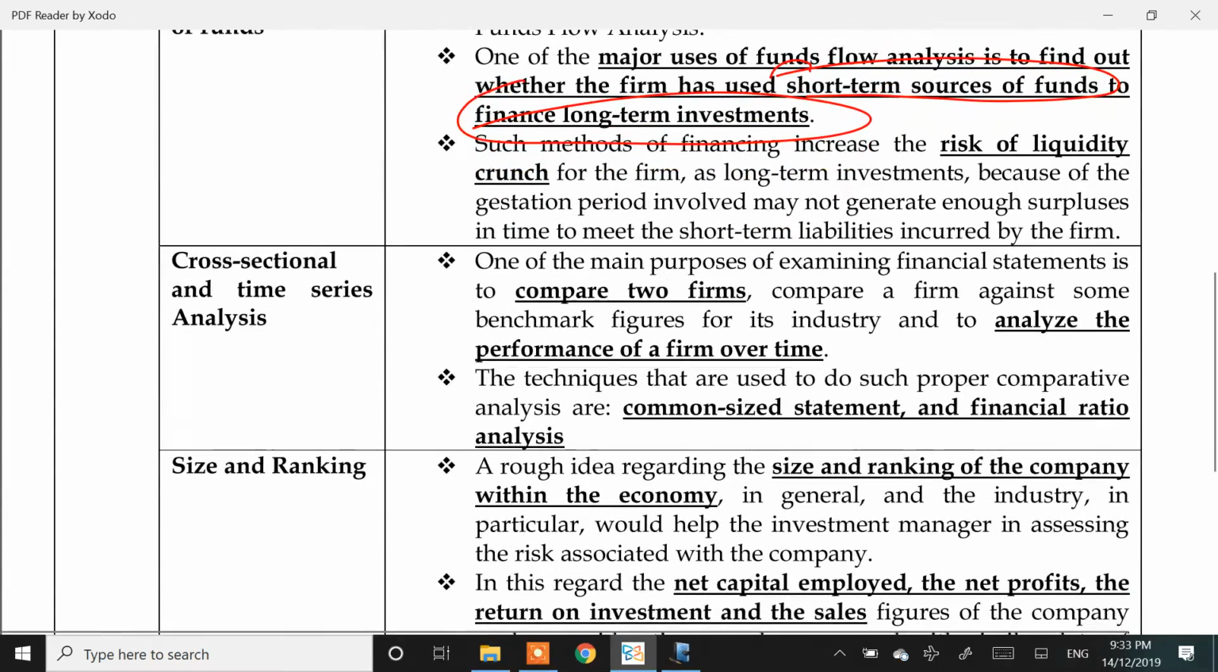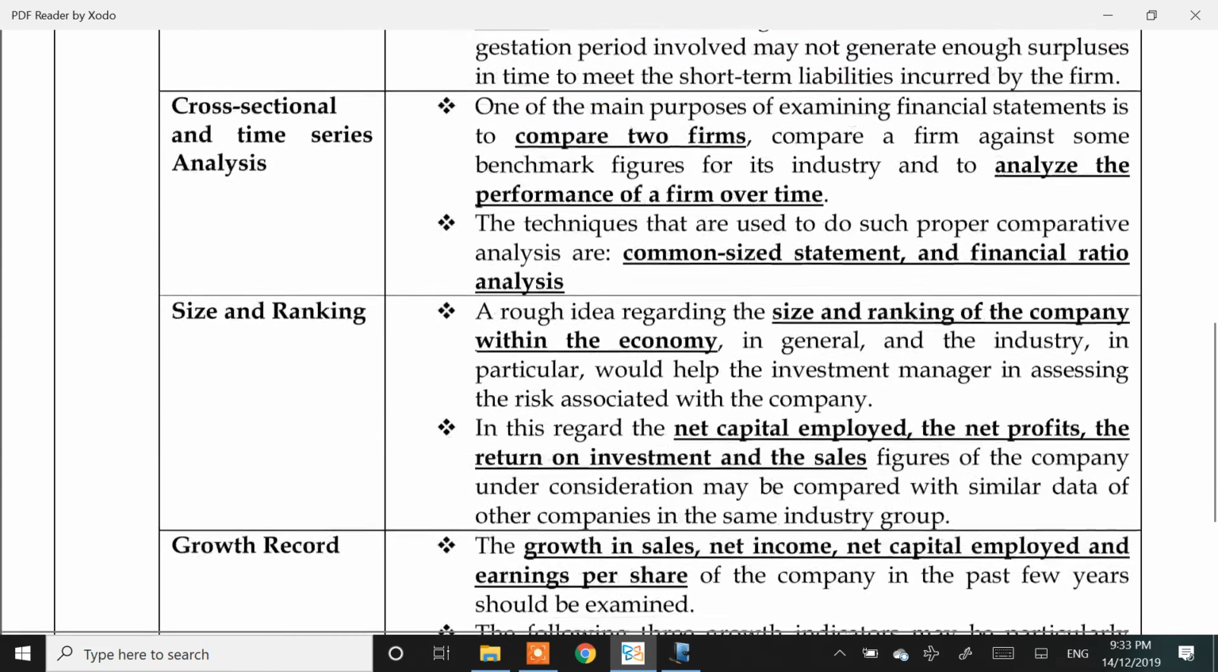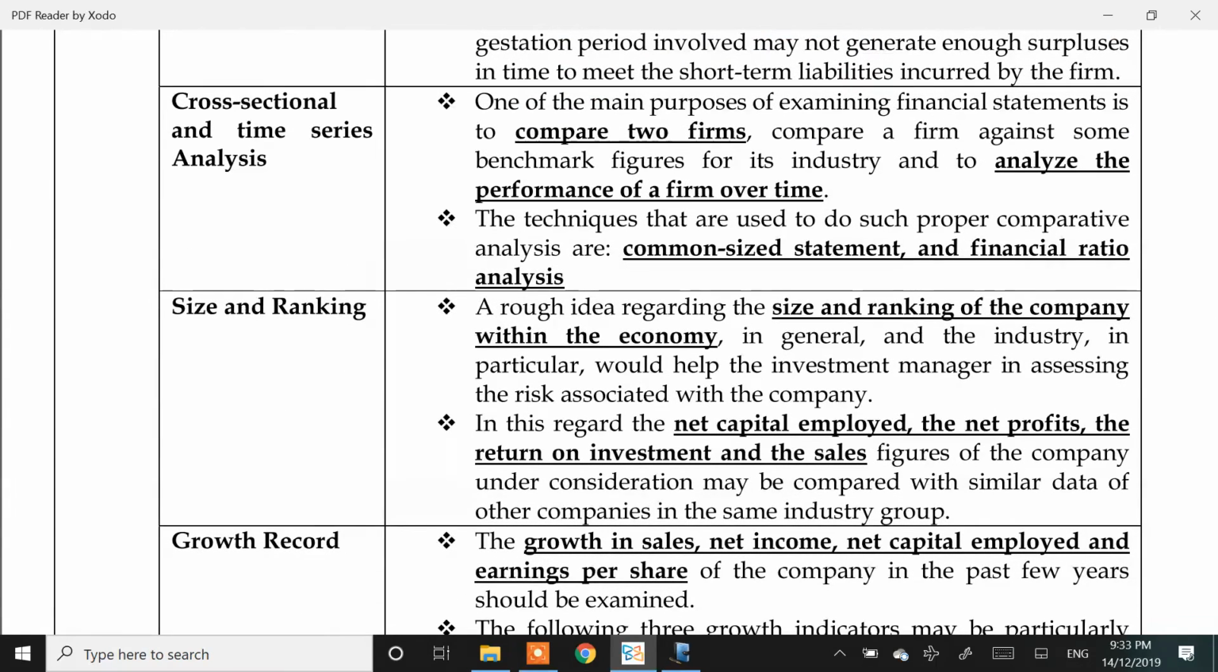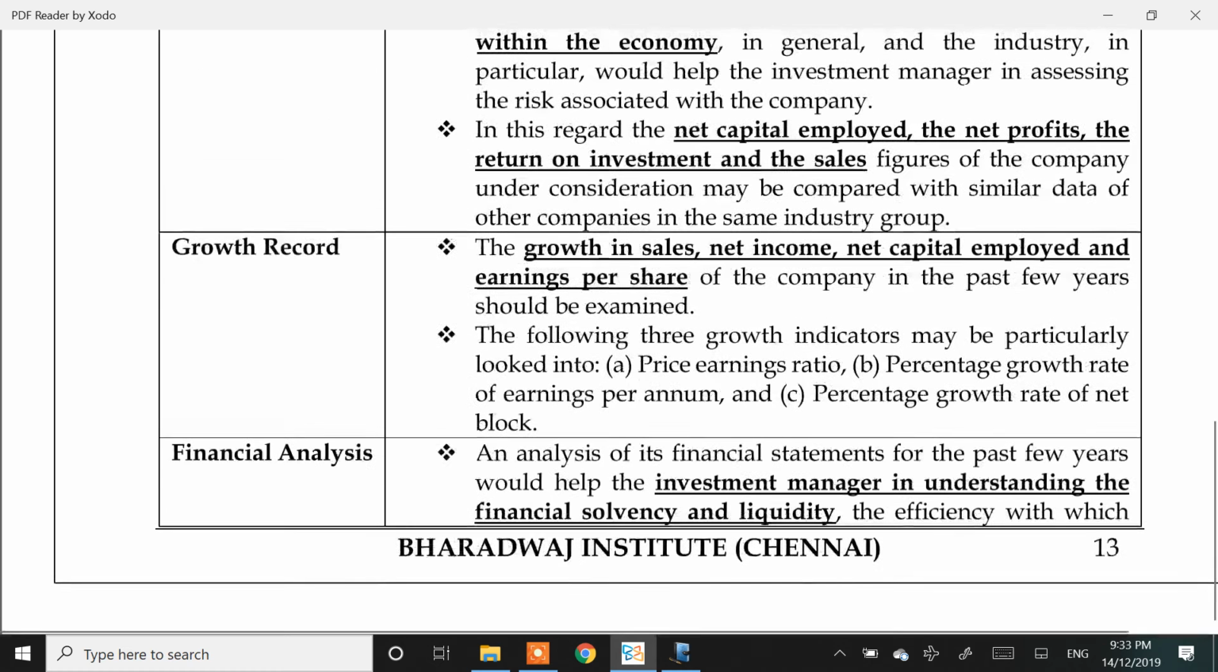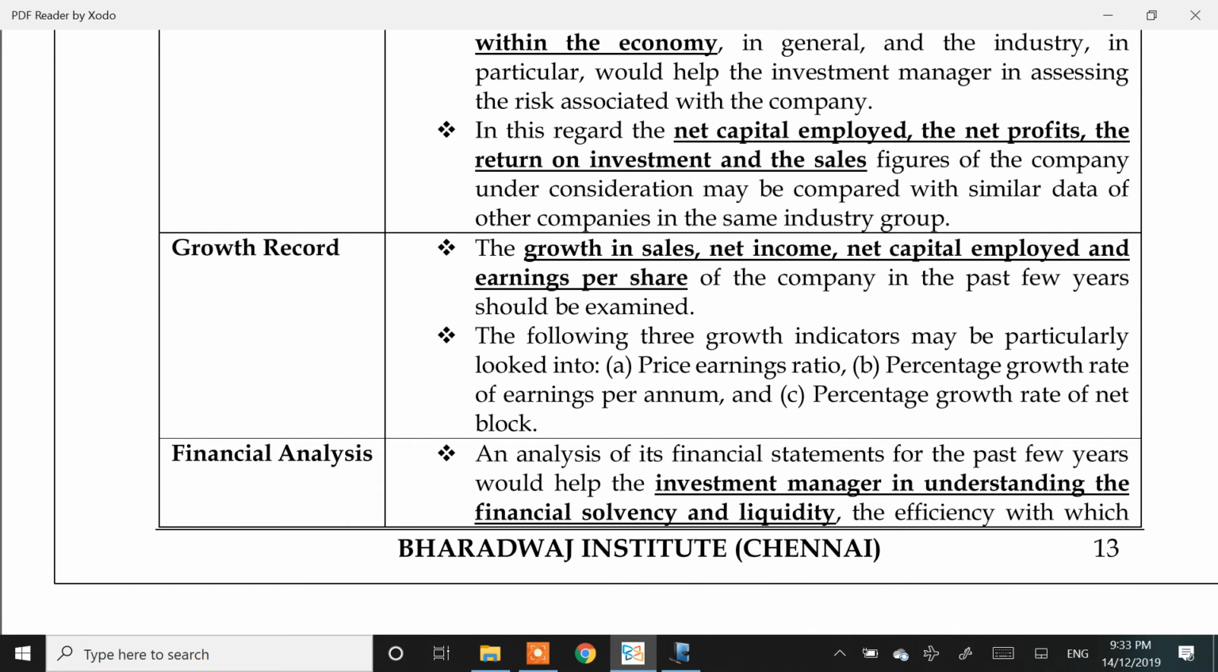Cross-sectional analysis or time series analysis is basically comparing two firms or comparing a single company over a period of time. Size and ranking is understanding where the company stands within an industry. An example is, let's take Maruti Suzuki. Maruti Suzuki has around 50% market share in the industry, so it has a substantial portion of the industry size or market share. The past growth records can also help me in understanding how the company is going to perform.